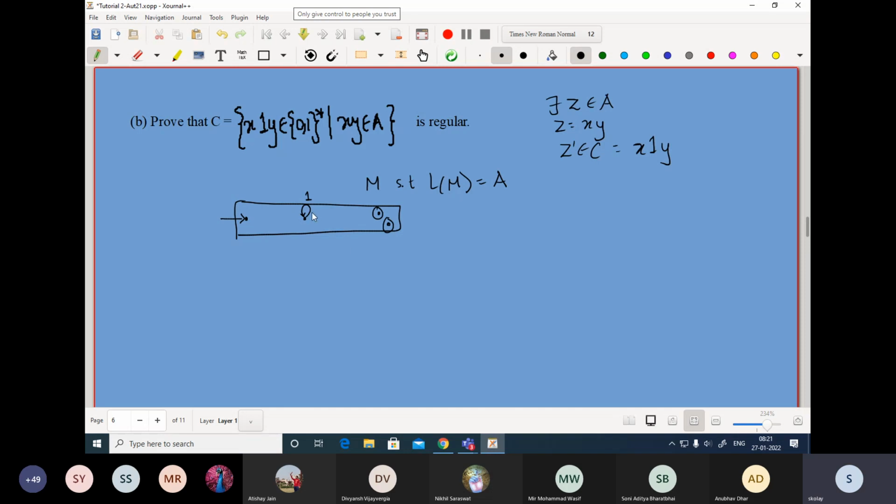But I can go around this loop more than once, right? Yes, ma'am. So suppose you have a path XY, and you did not have this 1. Suppose XY belongs to A and x111y does not belong to A. Then notice that x111y can now be accepted by this path. Okay, yes, ma'am.